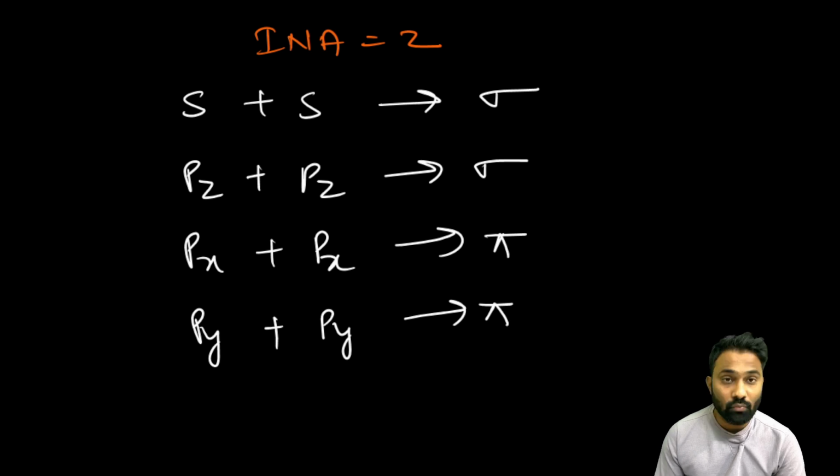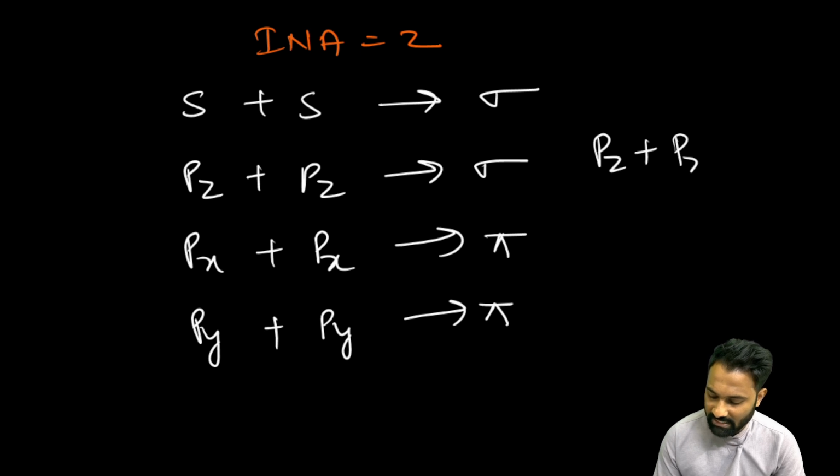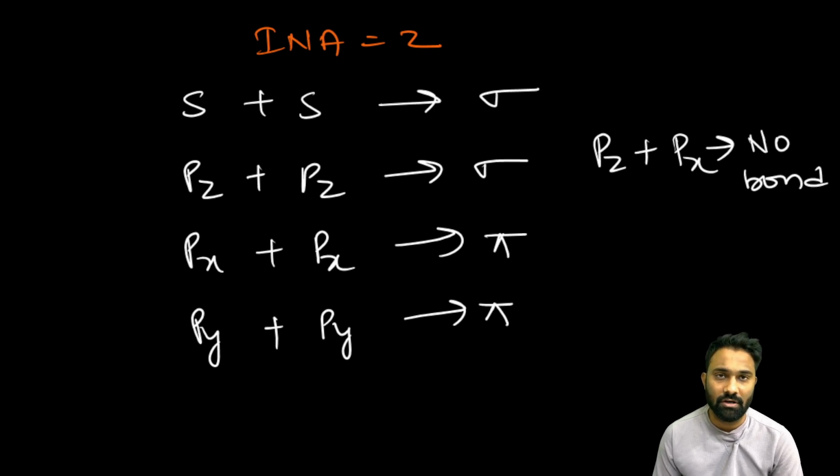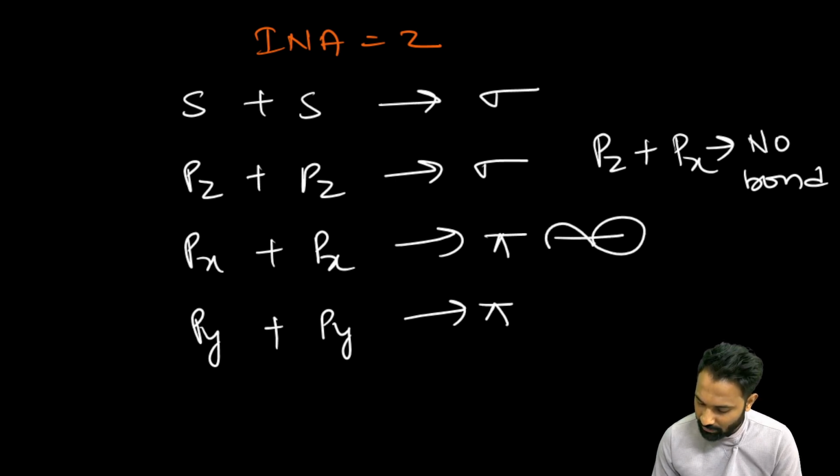Sir, then what about the other axis? Suppose they have given in this manner, pz orbital plus px orbital, pz and px orbital leads to no bond formation, or zero bond formation, or zero overlapping. Why? Because the pz orbital electrons will be in this manner, and the px orbital electrons will be in this manner.